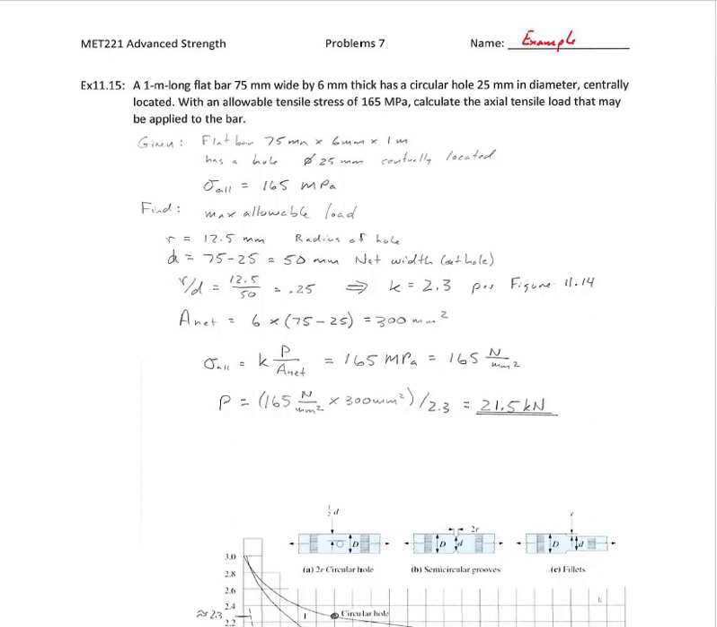Okay, these are the example problems for the first half of Lesson 7. This covers the topics of stress concentrations, normal and shear stresses on an inclined plane, and biaxial bending.